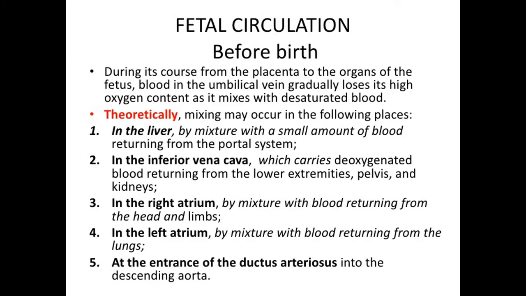Now, what we understand is that during its course from the placenta to the organs of the fetus, the blood in the umbilical vein gradually loses its high oxygen content and mixes with desaturated blood. Theoretically, this mixing may occur in the following places: the liver, the inferior vena cava, the right atrium, the left atrium, and at the entrance of the ductus arteriosus. This mixing can occur.